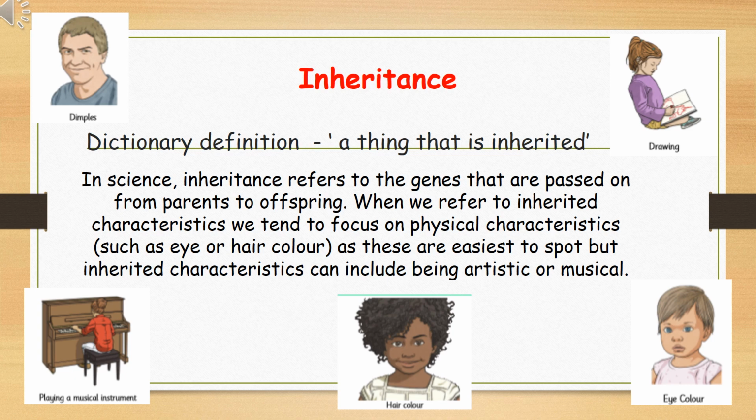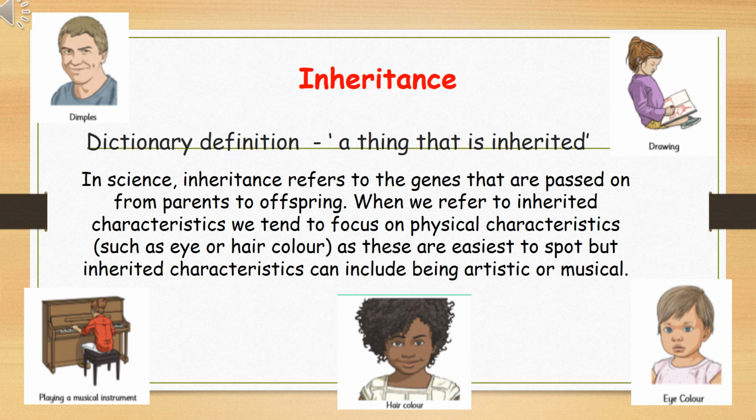So you might have heard of the word inherited when a family member or somebody you know has died. Their other family members will often inherit some of their belongings. So they might be given their money, or they might be given their favourite watch. And it is about giving somebody something. That is one definition of inheritance.